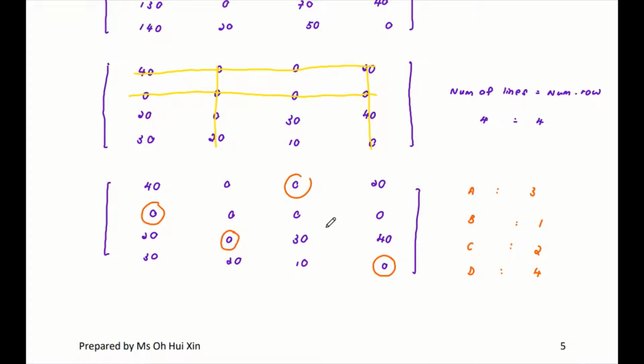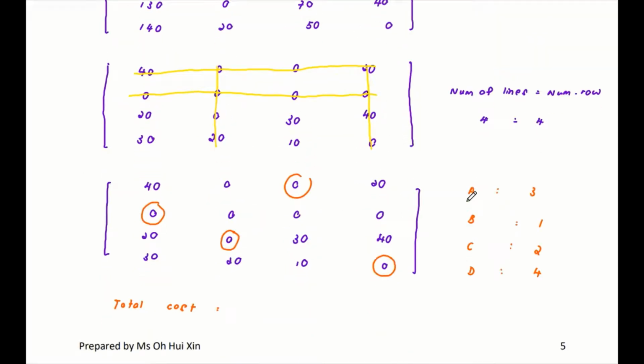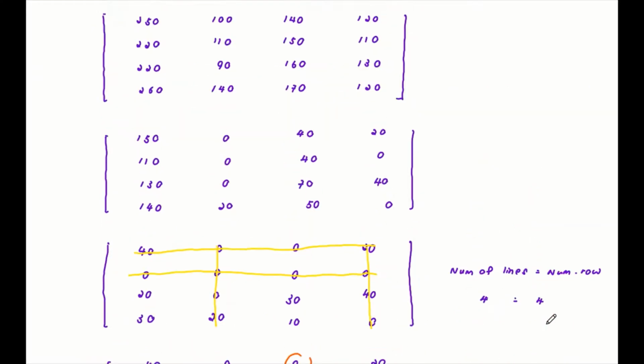Alright, so after you find this out, now we need to find out the minimum total cost that you need. In this case, you can circle the 4 numbers as well, which means the numbers just now: this one, this one, and also this one. So 140, 220, 90, and also 120. Add them up together, and the cost that you need to get all these deliveries completed is $570. Alright, so that's the idea here.